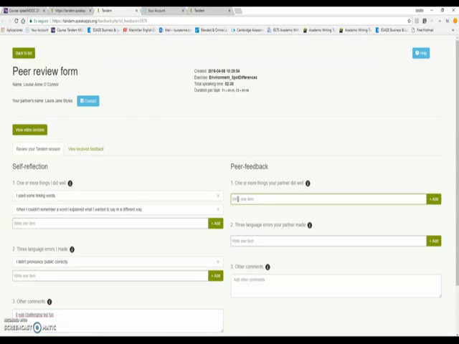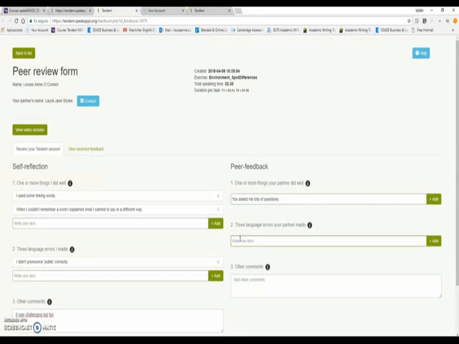And then moving on to peer feedback. Here you can write one or more things that you felt your partner did well. So in my tandem, my partner asked me lots of questions. So I'm writing here, you asked me lots of questions. Again, if you want to add some more points, you can by clicking on the add button on the right hand side.